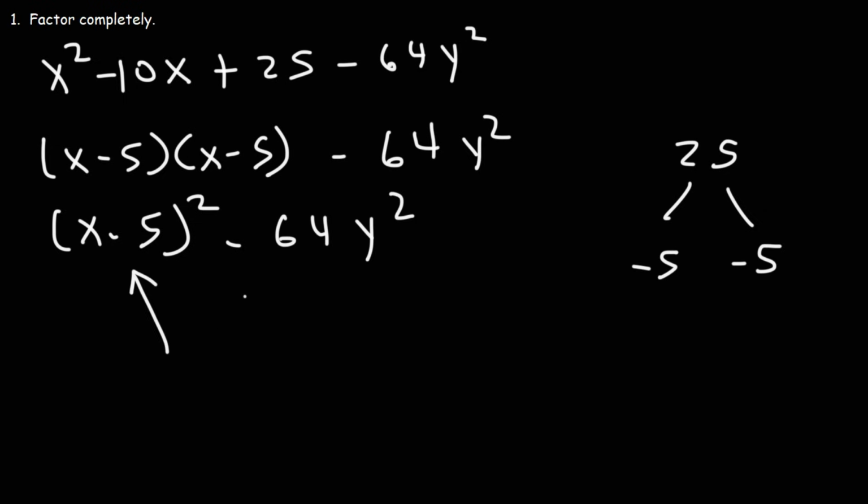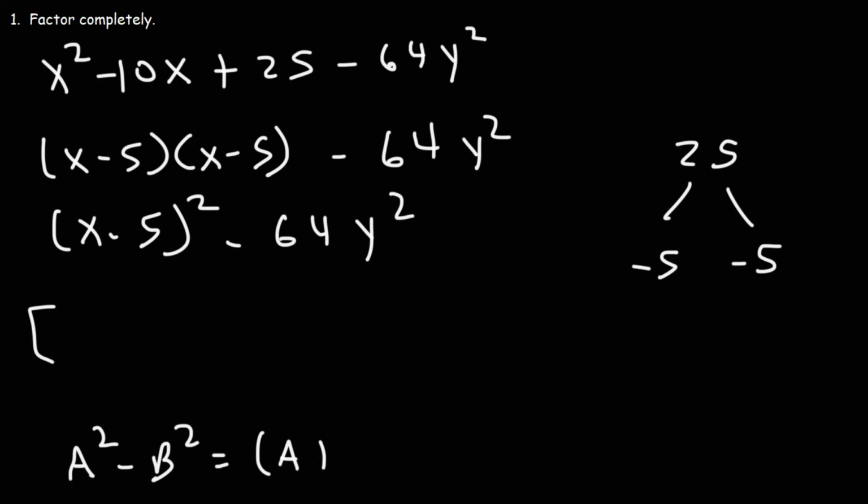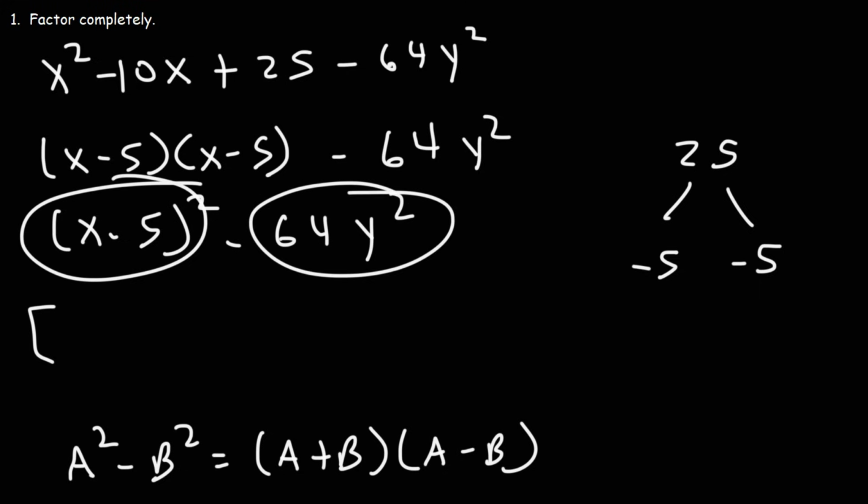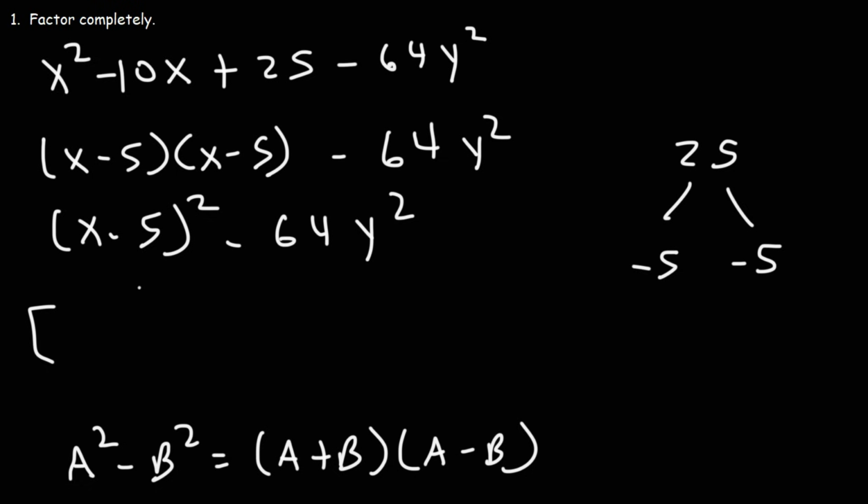Now we have a difference of two squares. So we could use the formula a squared minus b squared is equal to a plus b times a minus b. So right now this is a squared, this is b squared. So the square root of x minus 5 squared is simply x minus 5.